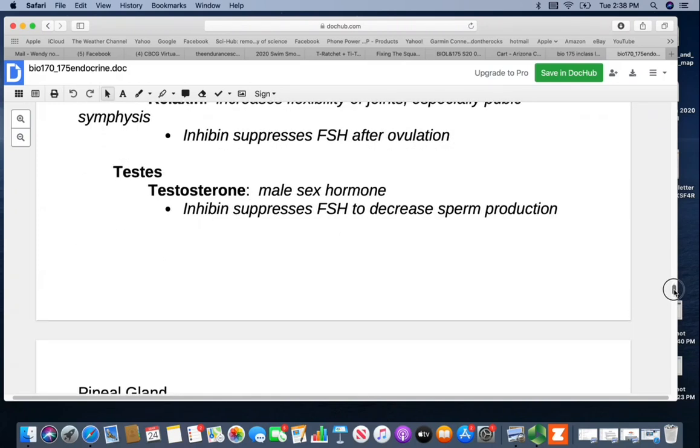So the testes produce testosterone, the male sex hormone. Again, negative feedback loop here. Inhibin suppresses FSH to decrease sperm production. So if the sperm aren't leaving, it can shut down the production in there.